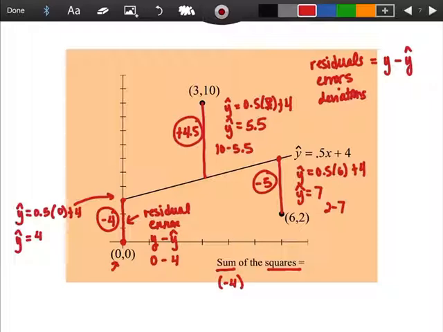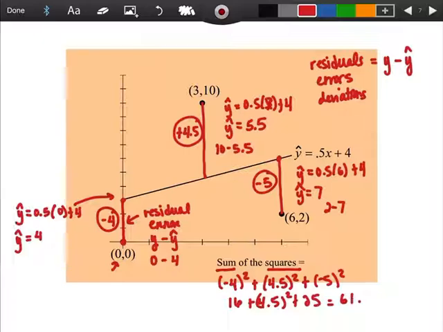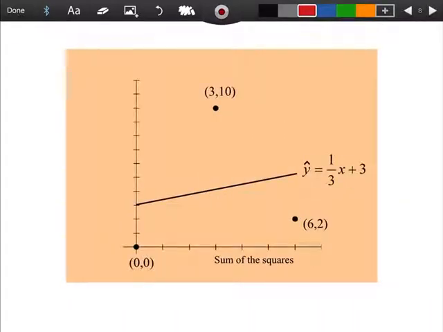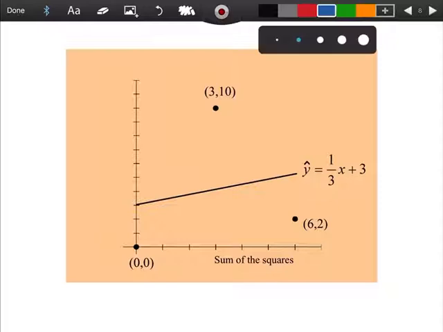Now we sum the squared residuals. So we take each residual, square it, which makes it positive, and we add up the sum of all of the squared residuals. 16 plus 4.5 squared plus 25 comes out to 61.25. If there's a better line of fit, it will have a smaller squared residual.